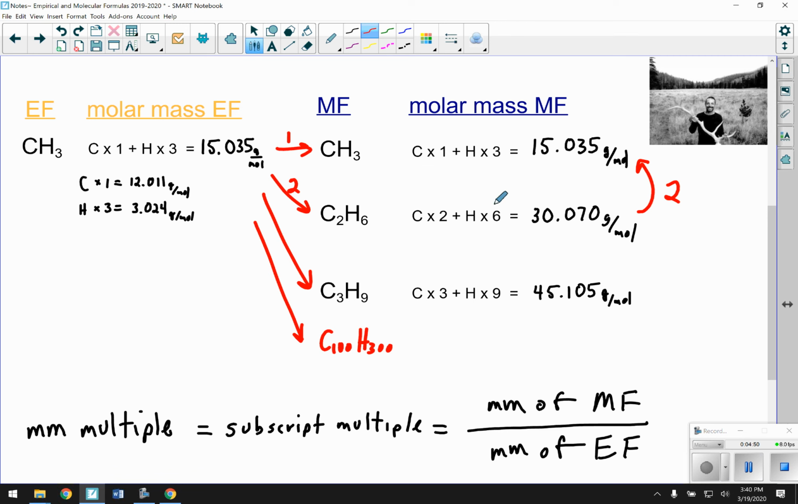So this makes sense, but what I'm just doing here is proving to you that if you find what multiple the molar mass of the molecular formula is of the empirical formula, well, then you're going to be able to find how much you would multiply as a multiple in the subscripts of that molecular formula.